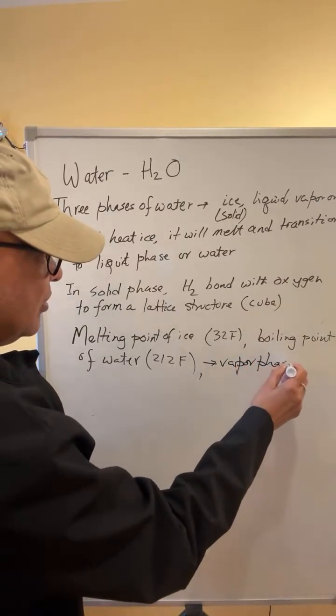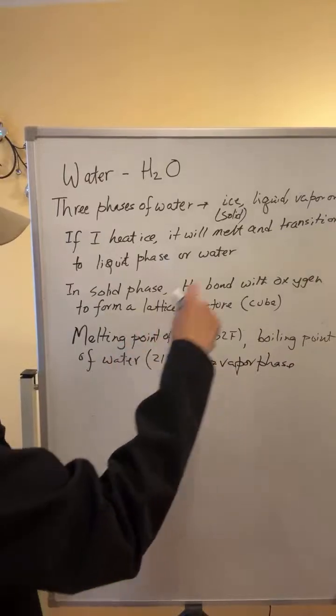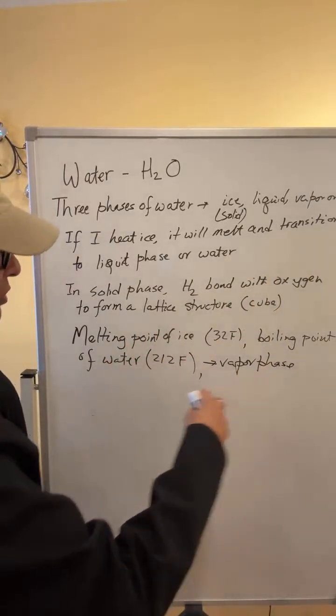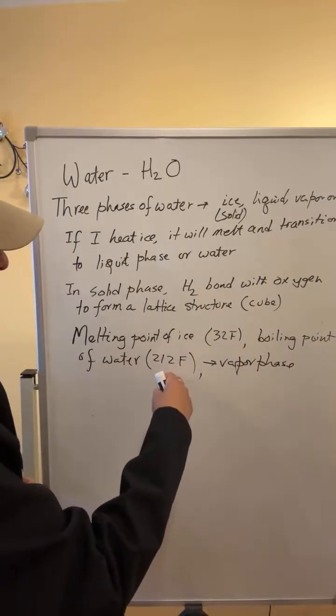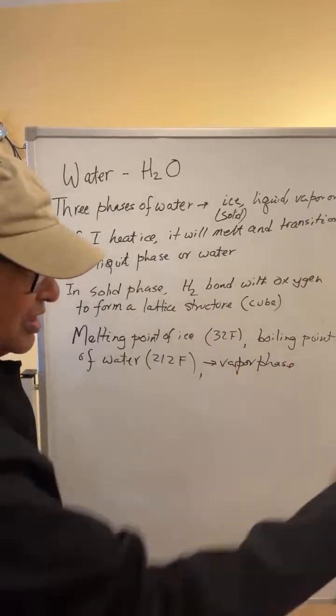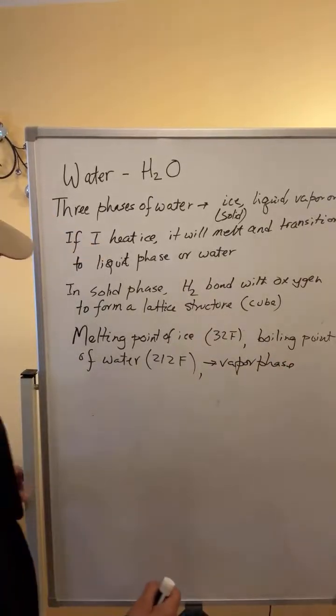So again, ice is the solid phase, liquid is water, and then when heated at 212 degrees Fahrenheit, water will transition into the vapor phase or gaseous phase.